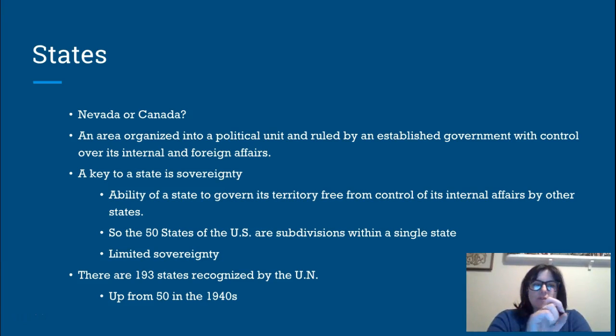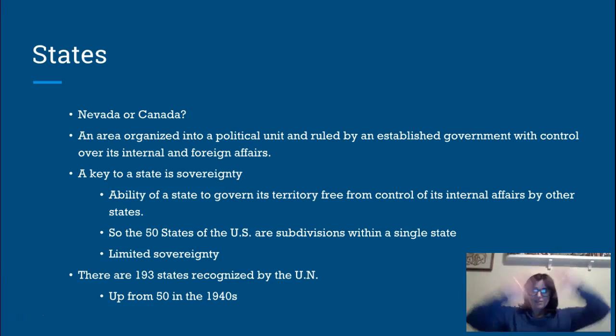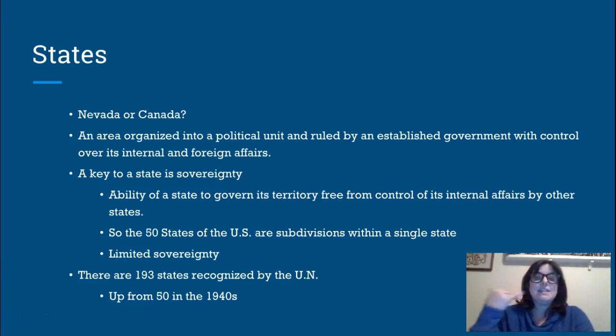And so the definition says an area organized into a political unit and ruled by an established government with control over its internal and foreign affairs. What's really important about a state is that a state has borders, for one thing. There's a clearly defined territory that belongs to a state. Everything outside of those borders is not part of that state. And there's some sort of government, which can take many forms, controlling everything within that state. So the key to a state is sovereignty, meaning that the state governs itself.